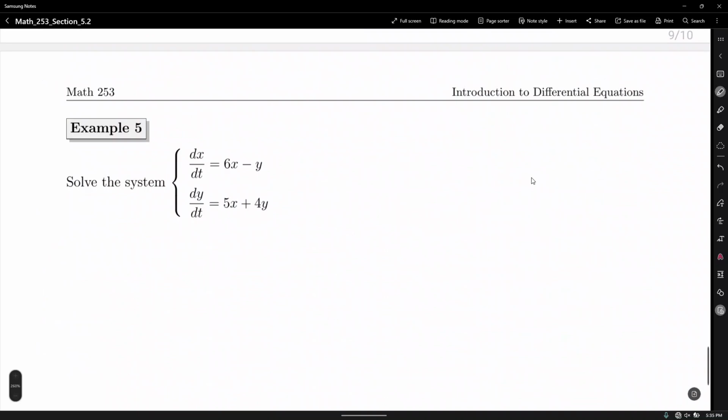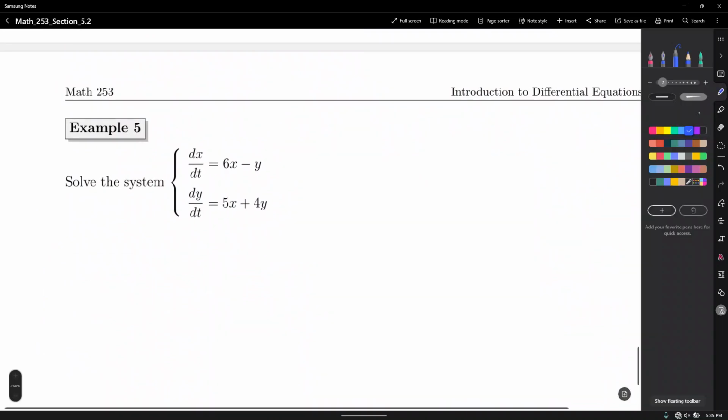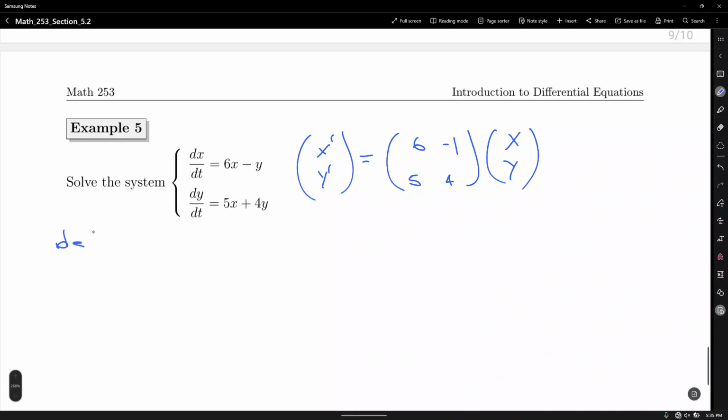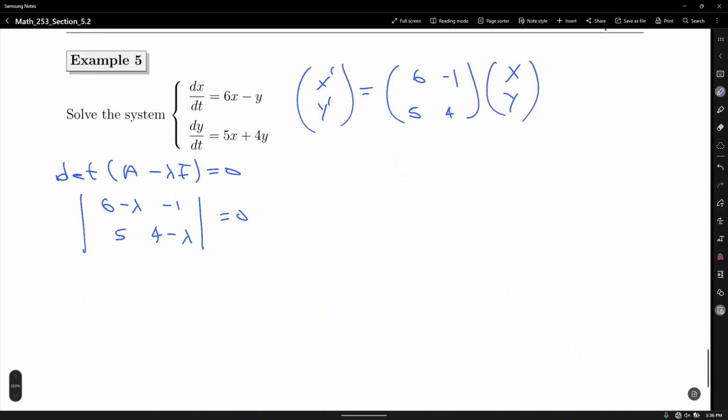All right, so let's have a look at one example. We have the following system, where x prime, y prime equals the matrix 6, -1, 5, 4 times x, y. All right, well, let's get the eigenvalues. So let's find the determinant of A minus lambda I, and let that be equal to 0. That is 6 minus lambda, 4 minus lambda, negative 1 right here, 5 right there. Let that be equal to 0.